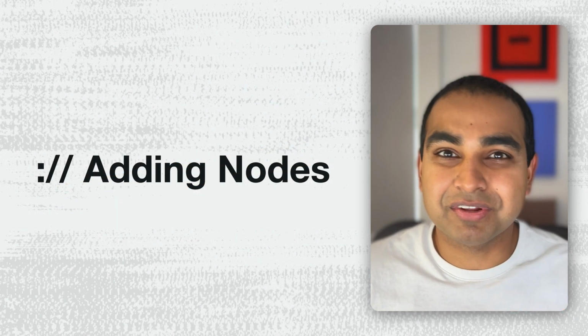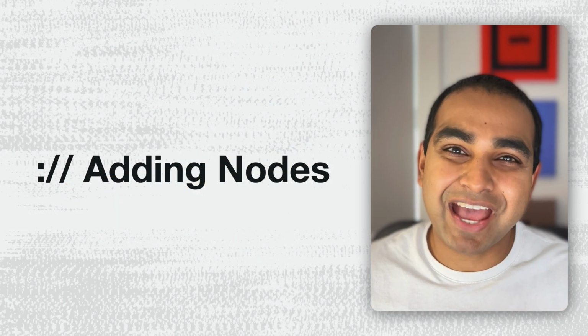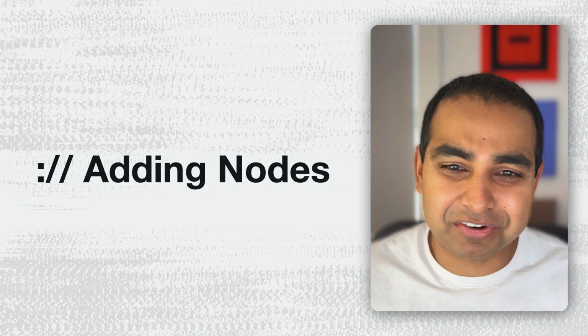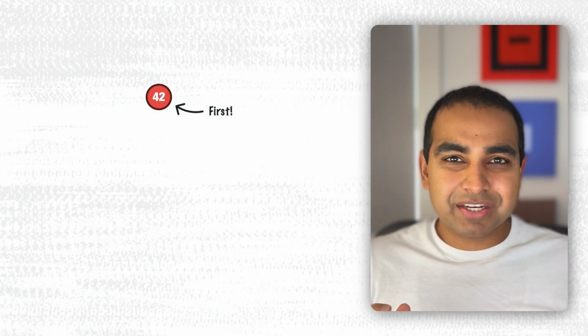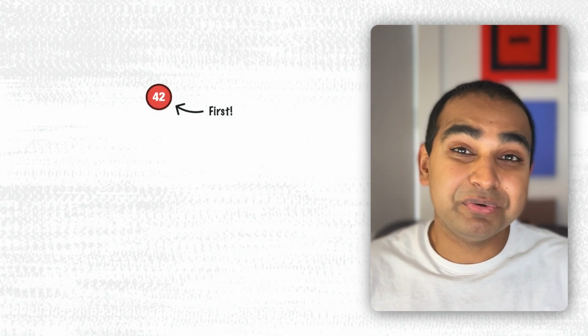So that gets us to part one, which is how do we add nodes to a binary search tree? Right now, it doesn't look like much of a tree. We have a root node with a value of 42, and that is a good point to start.